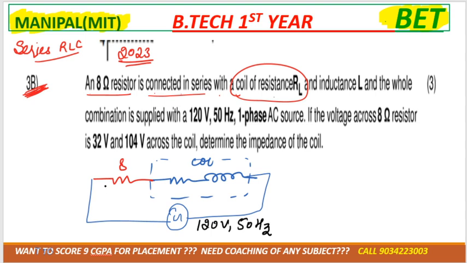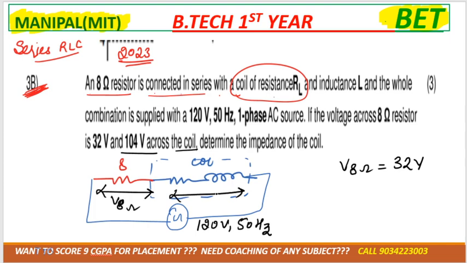If the voltage across the 8 ohm, that is V8 ohm, is 32 volt, and they said 104 volt across the coil, which means the coil is the combination of R and L, so VRL is 104 volt. Then you have to determine the impedance of the particular coil. For that we should know the values of R and L of the coil, correct?